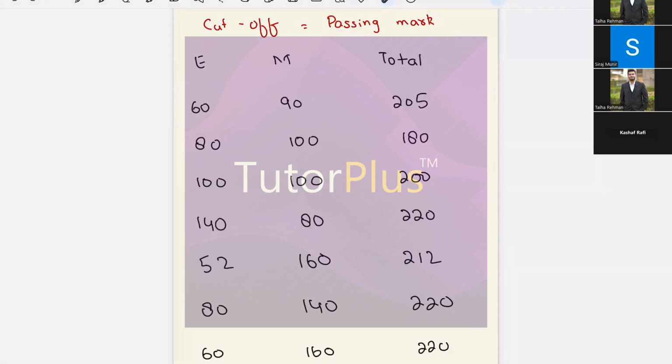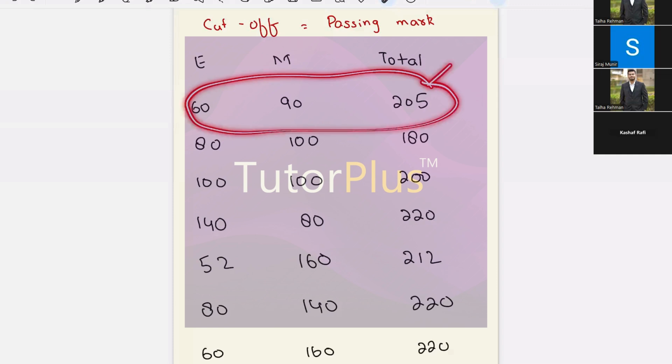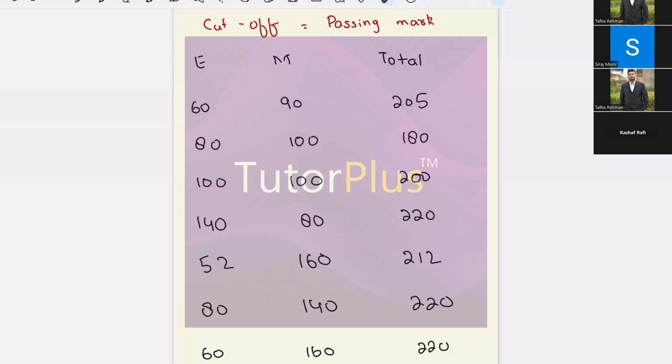Also remember, in case you just joined the meeting, these marks that I've just written are hypothetical. This cutoff keeps on changing every year. It does depend on certain factors. So this cutoff that you see keeps on changing every year.